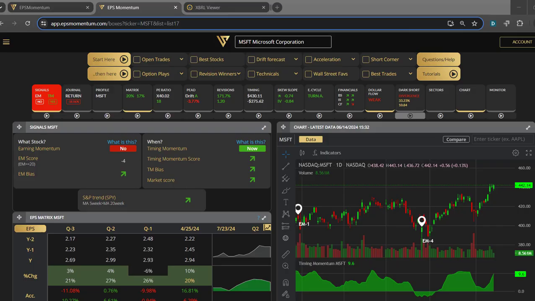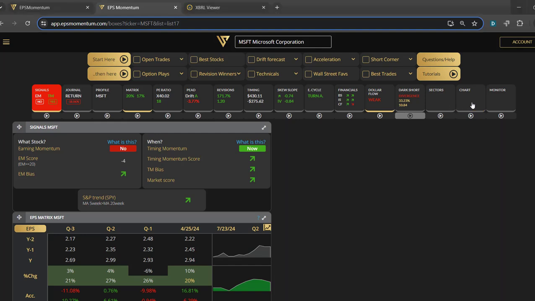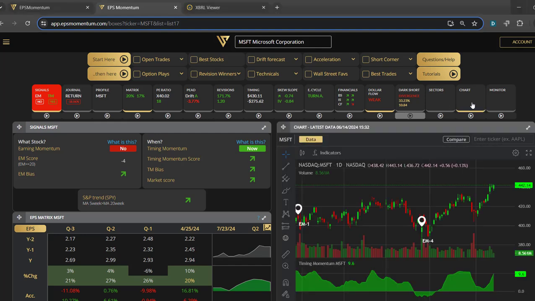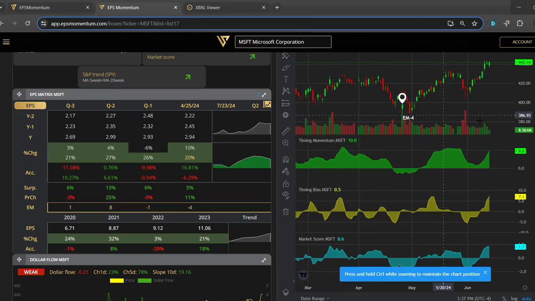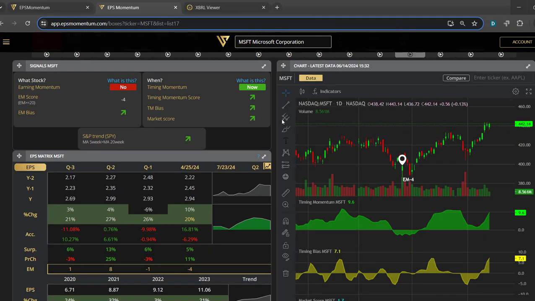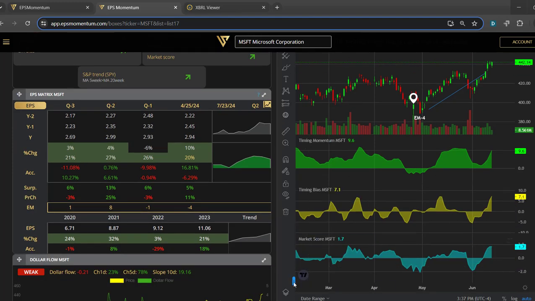Let's talk about the chart on EPSMomentum.com. The chart here is an important part of the software. You can turn it on or off by clicking on that widget here, and it has a lot of tools integrated with it. So first, you have the ability to really do any technical analysis you may want to, drawing a line or coloring it, or Fibonacci or pitchfork, or anything you want to do in terms of technical analysis is there.